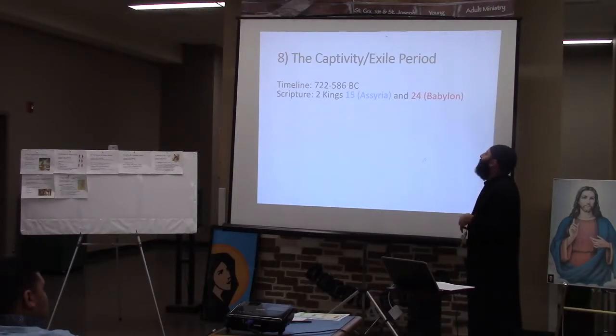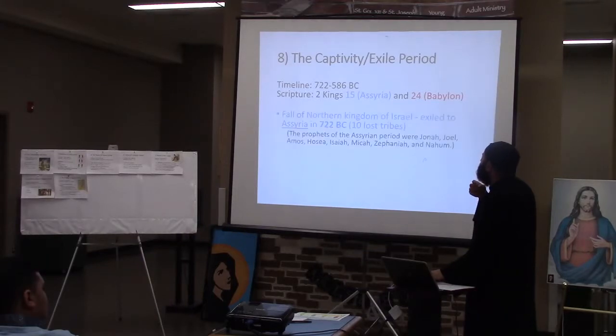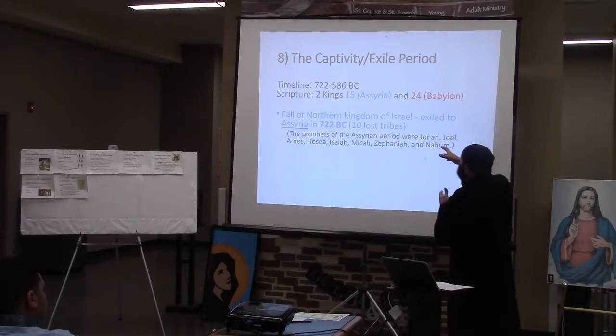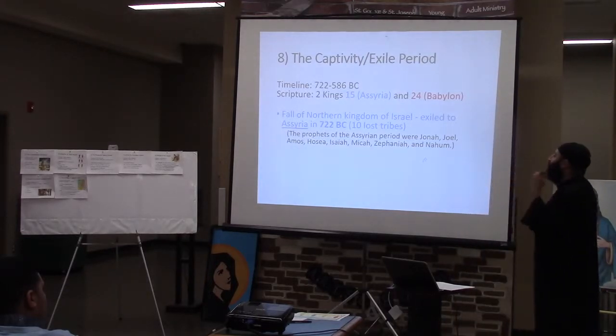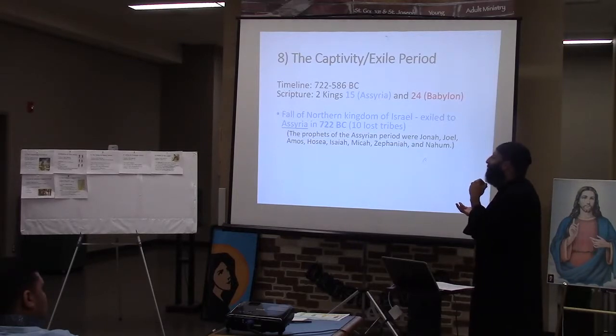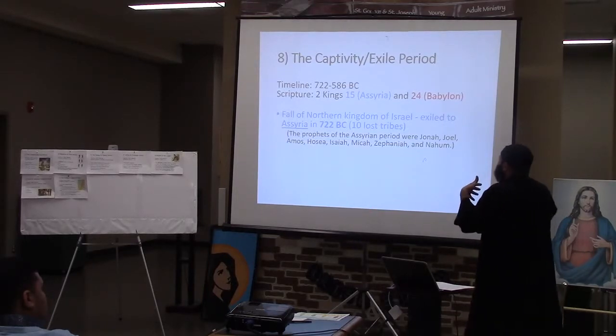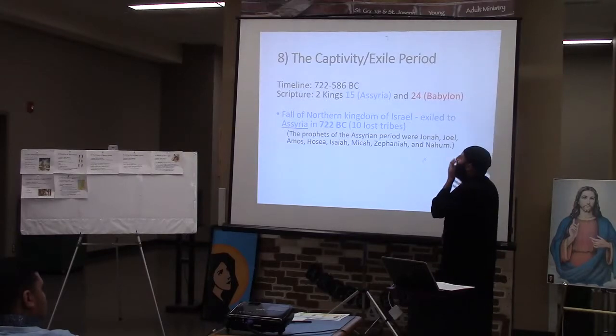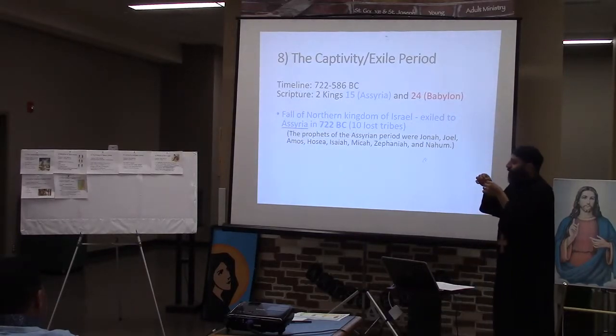So now there was the captivity, or the exile period. There are 2. Let me just put them up. First, it was Israel, the northern kingdom of Israel. They were exiled to Assyria in 722 BC. So the 10 tribes. And until today you'll hear the term the 10 lost tribes, because these 10 tribes were literally wiped out from history. They dissolved in Assyria somehow, and nobody really knows what happened to them.